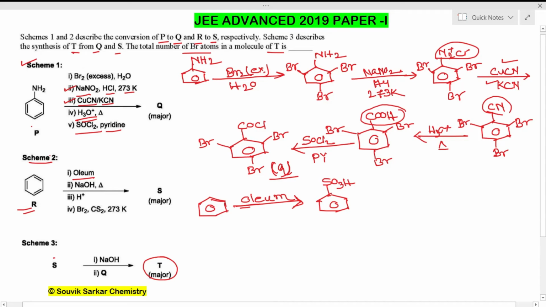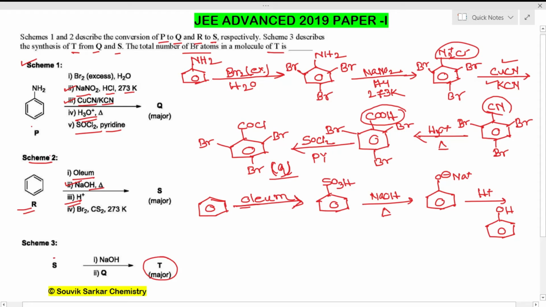In the next step, it is treated with sodium hydroxide and heated. When sulfonic acid reacts with sodium hydroxide in the presence of heat, it transforms to phenol, generally a phenol salt, the sodium salt of phenol. And in the next step it is acidified. So if we put acid here, it will transform to phenol.